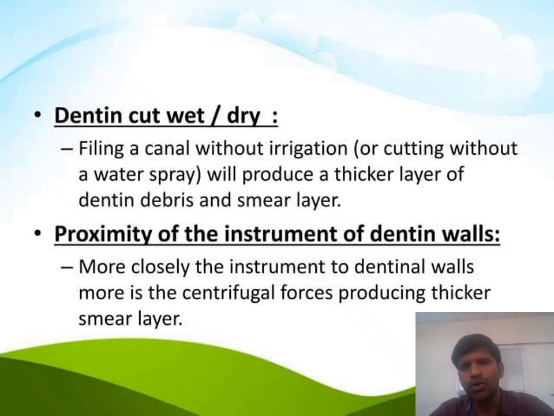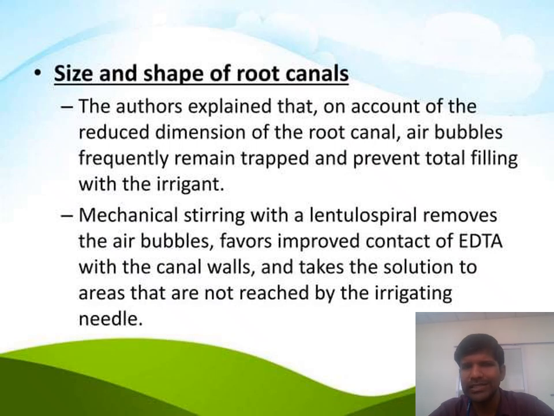Proximity of the instrument to dentinal walls. The more closely the instrument is to the dentinal walls, the more are the centrifugal forces, producing a thicker smear layer. Size and shape of the root canals. The authors explained that on account of the reduced dimension of the root canal, air bubbles frequently remain trapped and prevent total filling with the irrigant. Mechanical stirring with the lentulospiral removes the air bubbles, favors improved contact of EDTA with the canal walls, and takes the solution to areas that are not reached by the irrigating needle.